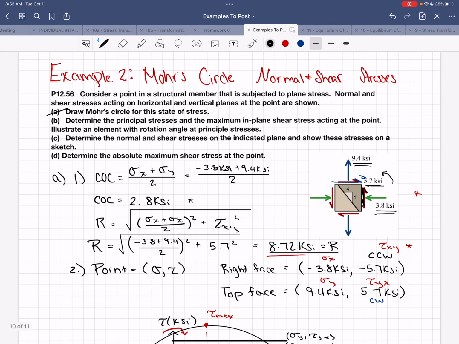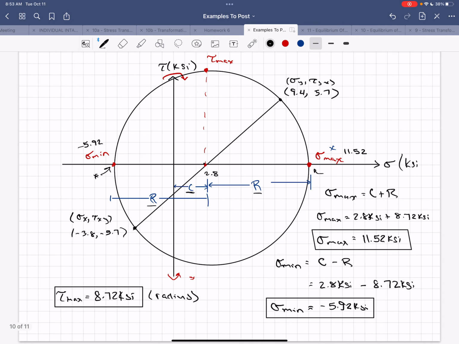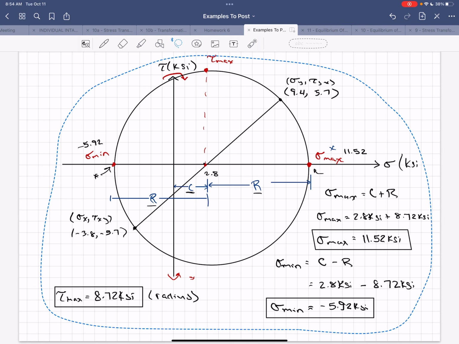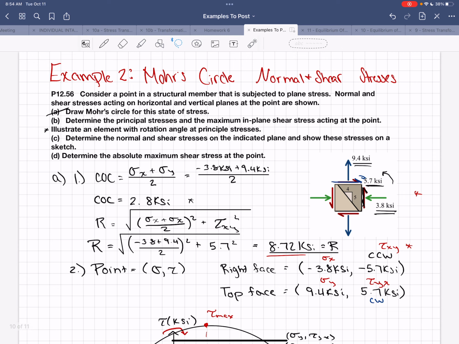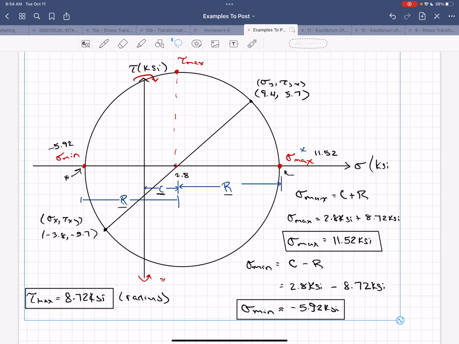Oh, no, it's not done, because we need to illustrate an element with rotation angle at the principal stresses. So to do that, we're going to need more room. So we're going to take all of this to the next page. We need another page. Okay, so bringing all of that over, I'm going to keep using this Mohr's circle. So we need to figure out what the angle is so that we can draw the proper orientation.